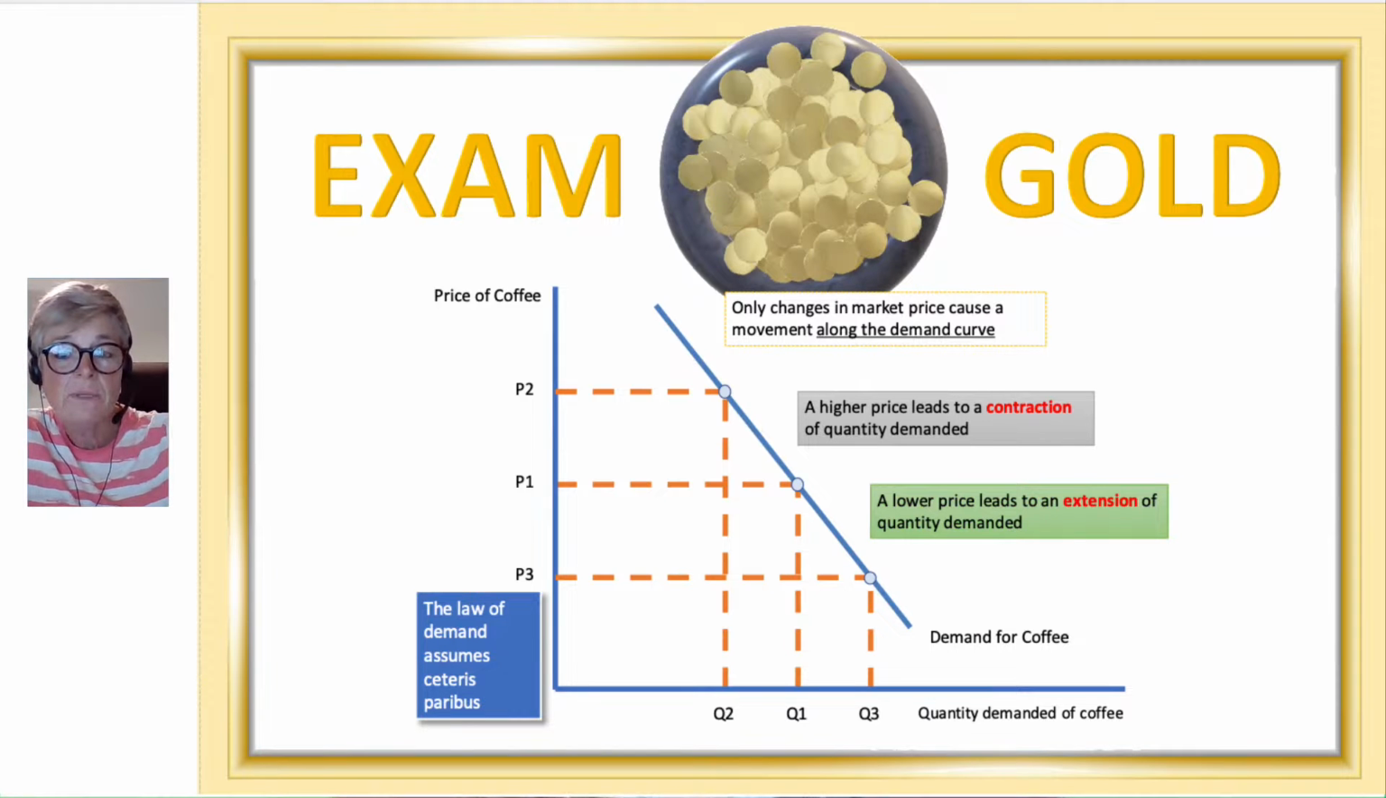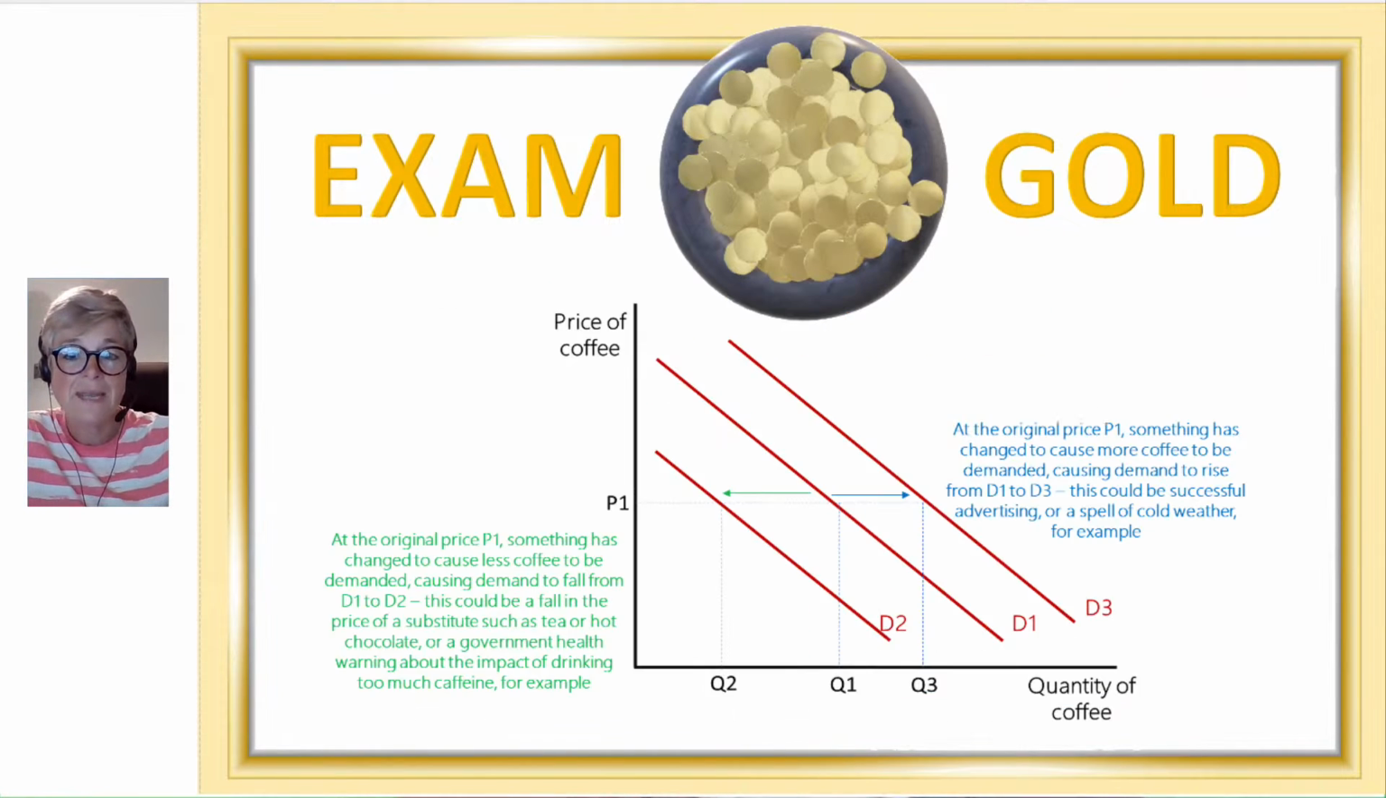Please be careful with that because students often just say we have a contraction. No, we have a contraction in quantity demanded. Be careful to finish the sentence. If price falls, we have an extension in quantity demanded. So let's have a look at the next slide to get our terminology right here.